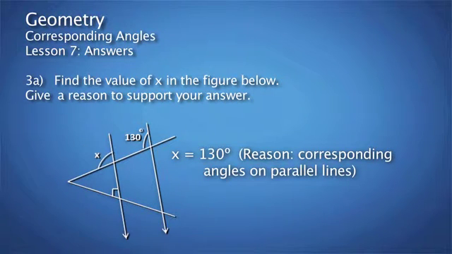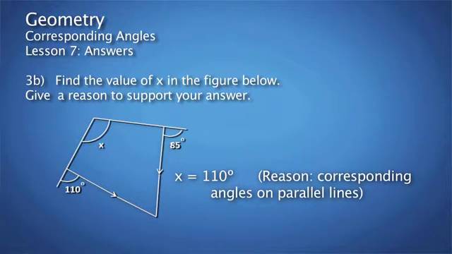Question 3a, find the value of X. Again, the lines are parallel, the angles are corresponding, so X is equal to 130 degrees. And question 3b, X is equal to 110 degrees. Extend the lines. It will help you see that the lines are parallel and the angles are corresponding. So X is equal to 110 degrees. Well done. I'm very sure you got them all correct.